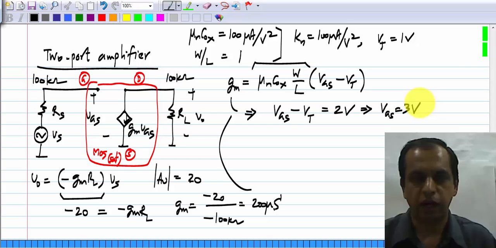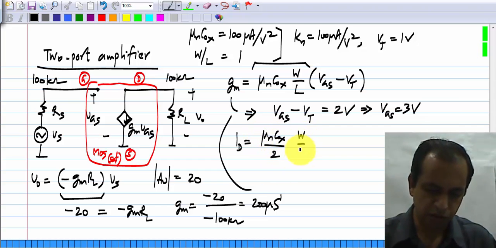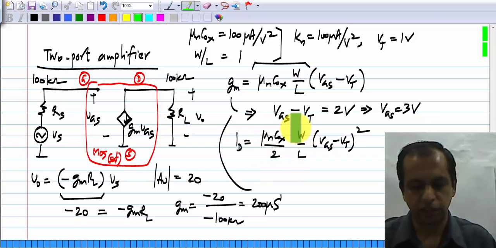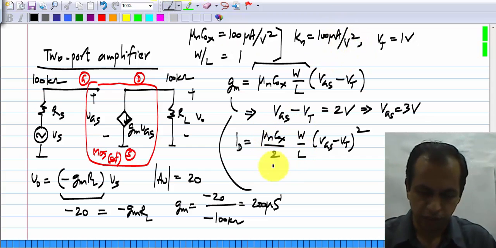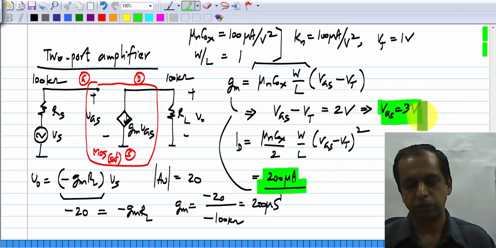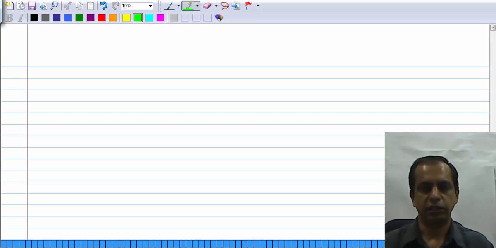Also, it is useful to know what current is flowing in the MOS transistor. We have to use the saturation region current equation because that is where we will be operating. And if you substitute VGS minus VT equal to 2 volt and this current factor to be 100 microampere per volt square, you will get 200 microamperes. So, these two give you the operating point of the MOS transistor. VGS has to be 3 volts and ID has to be 200 microamperes. So, now let us see how to get the operating point in the MOS transistor.